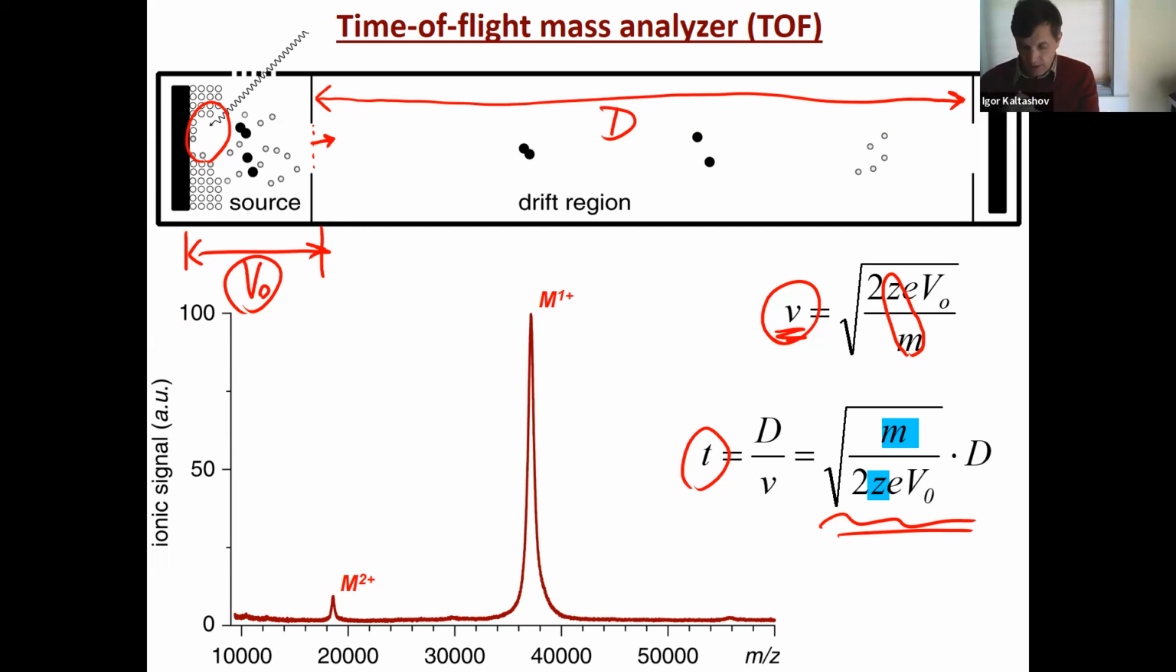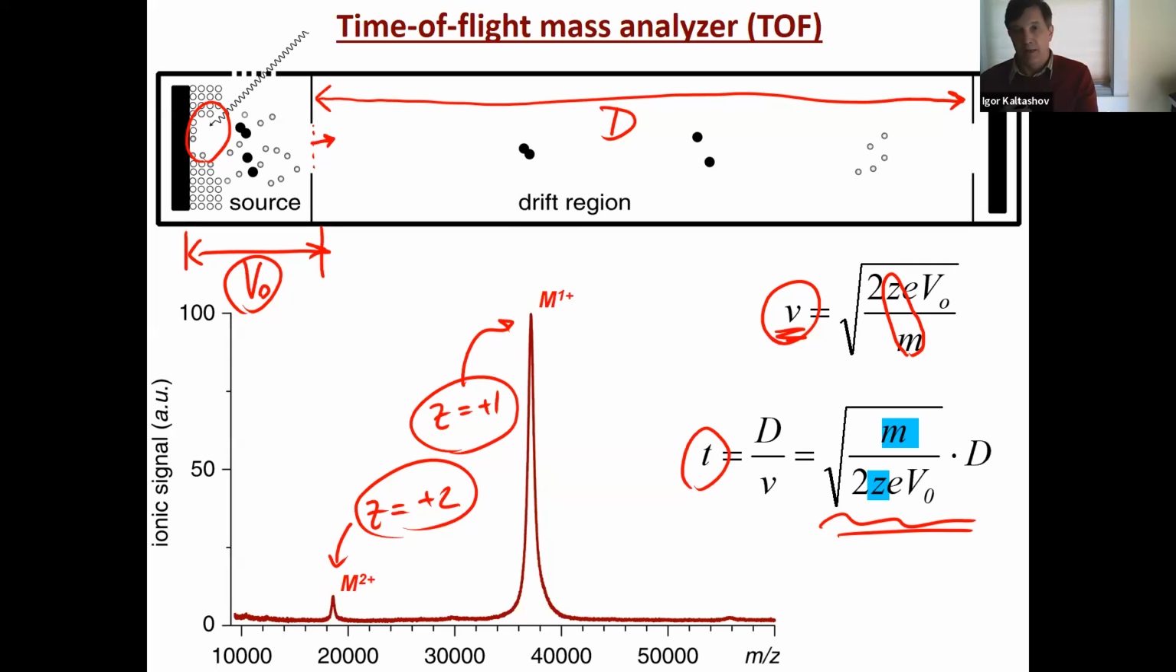So these are two ions of the same mass, but in this case the charge is equal to +1, and in this case the charge is equal to +2. And so the arrival times would be different, right? Again, if you had ions of different masses, you would also be able to see that in the mass spectrum. So a very, very simple principle of operation, and it really gives you a lot of advantages.